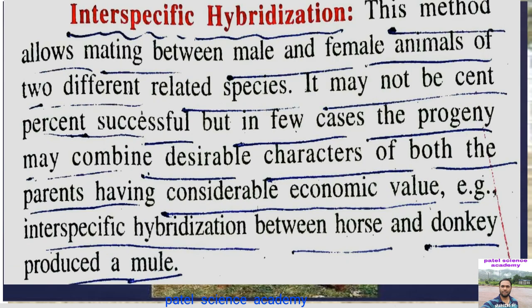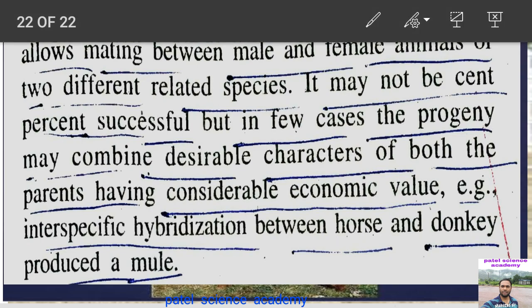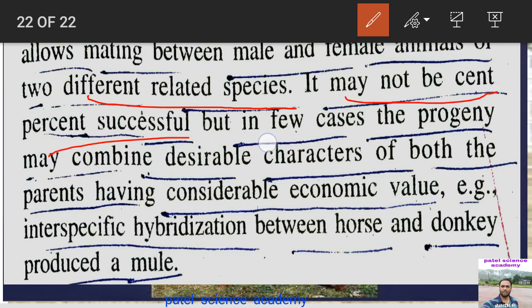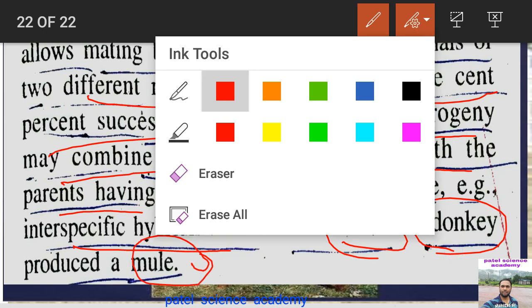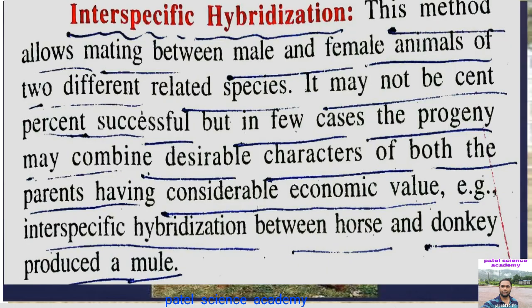Then interspecific hybridization. This method allows the mating between the male and female animals of two different related species. If mating occurs between these two different male and female animals, then this is called interspecific hybridization, and it may not be 100% successful, but in a few cases the progeny may combine desirable characteristics of both parents, having considerable economic value. Example, the interspecific hybridization between the horse and the donkey produces the next generation known as mule. So this is interspecific hybridization.